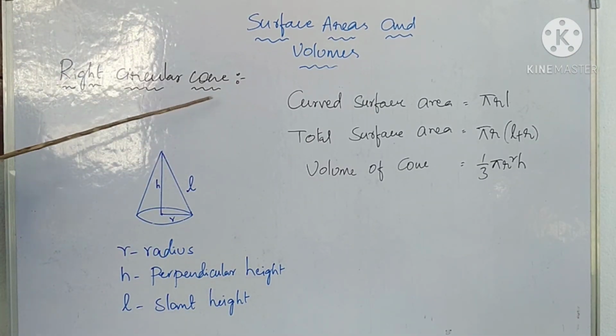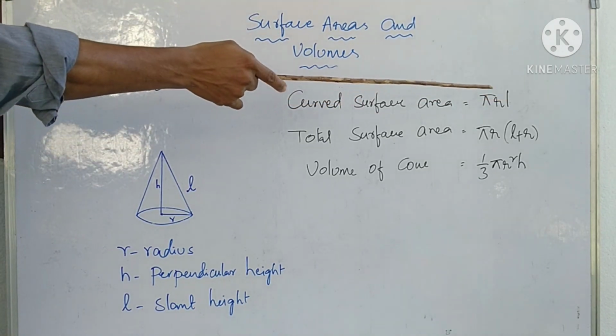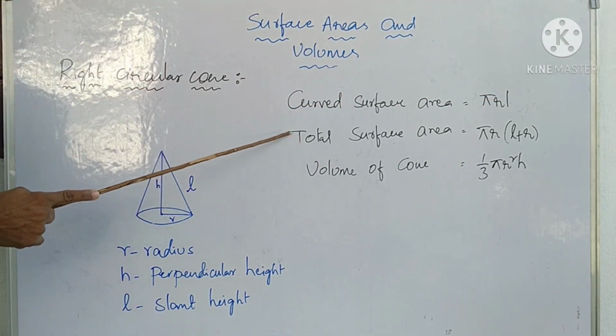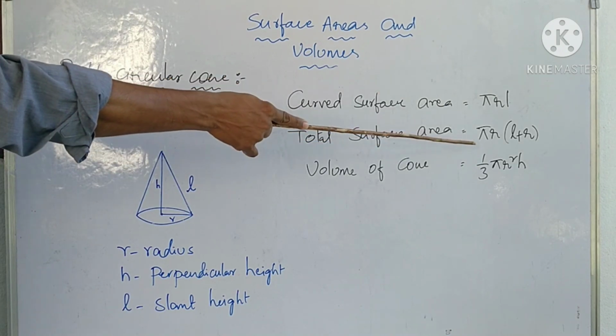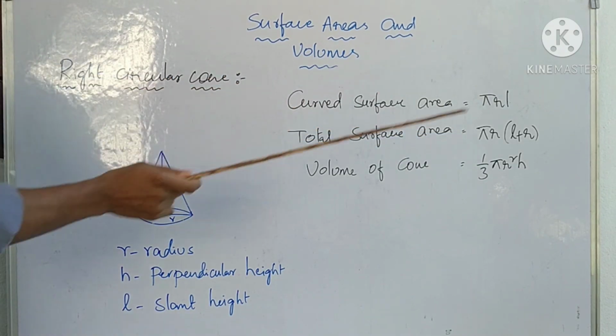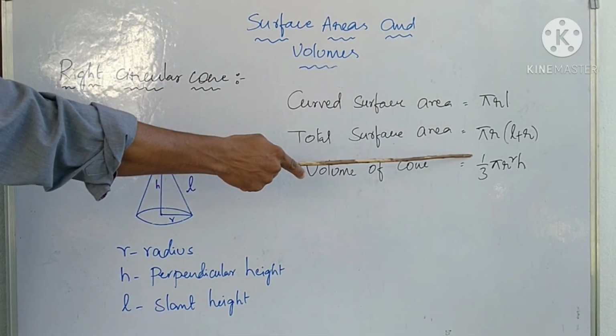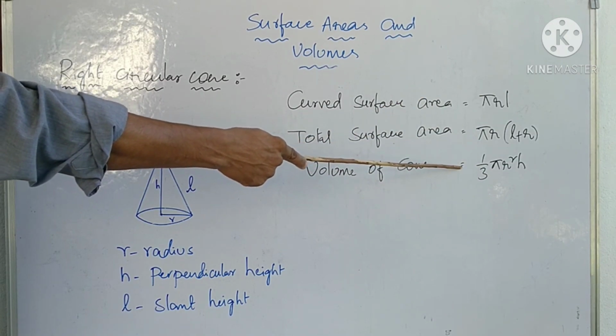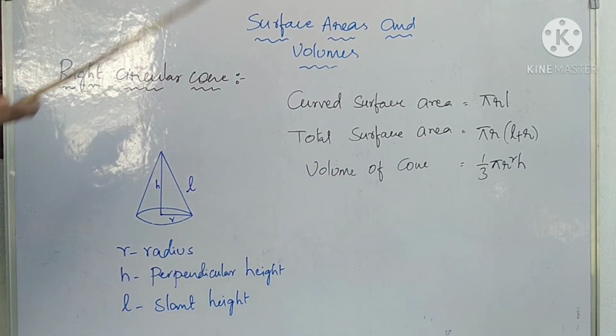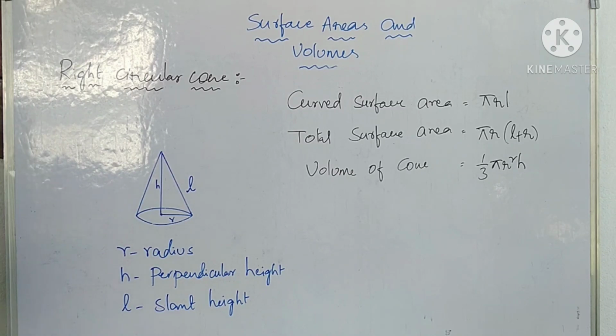The right circular cone curved surface area formula is pi r L, the total surface area of the cone is pi r into (L plus r), and the volume of the cone is 1/3 pi r square h. It is one third the volume of a cylinder.